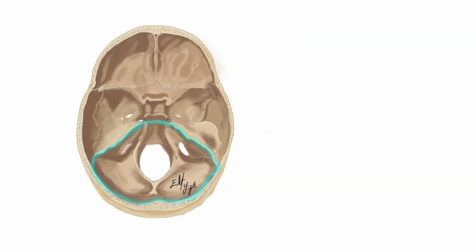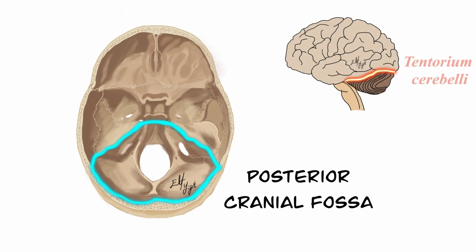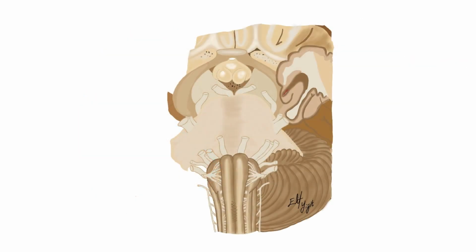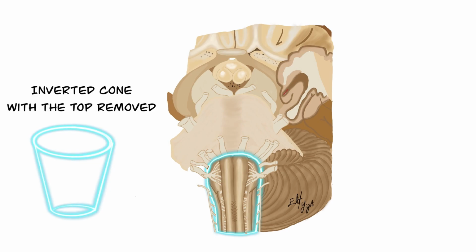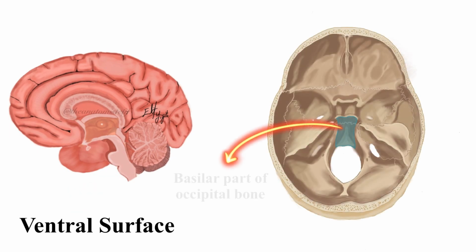Medulla oblongata is situated in the posterior cranial fossa, under the tentorium cerebelli. In shape, it resembles an inverted cone with the top removed. Anterior surface of medulla oblongata, in other words, ventral surface, faces basilar part of occipital bone and dens axis, which is a structure of second cervical vertebra. Basilar part of occipital bone is also known in Latin as pars basilaris ossis occipitalis.